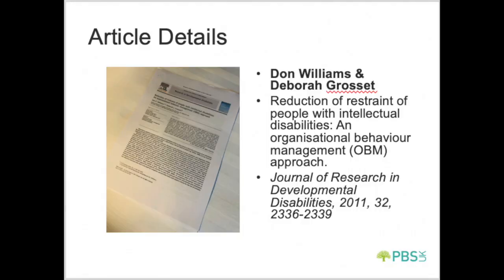So the title for today's paper is... Reduction of Restraint of People with Intellectual Disabilities, an Organisational Behaviour Management Approach. It was published in the Research and Developmental Disabilities Journal back in 2011, and it's by Don E. Williams and Deborah L. Grosset.